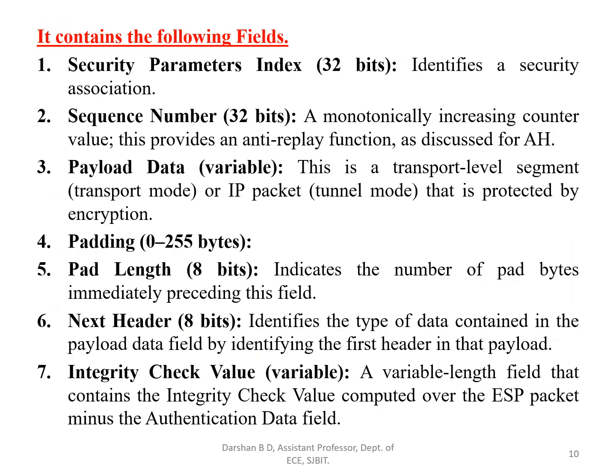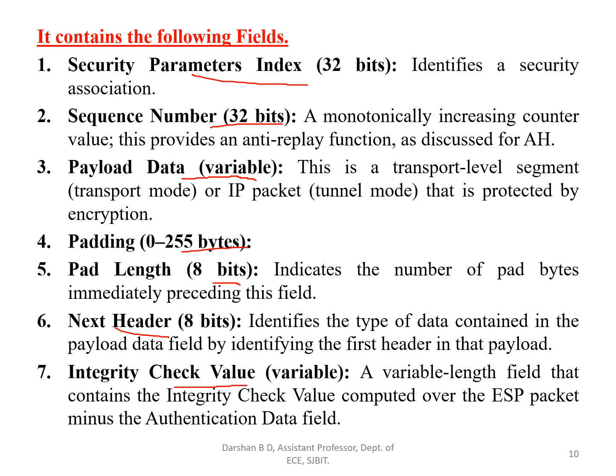The ESP header consists of the following fields. The security parameter index is 32-bit. The sequence number is also 32-bit. Payload data is variable. Padding is 0 to 255 bytes. Pad length is 8 bit. Next header is 8 bit. The integrity check value is also variable.